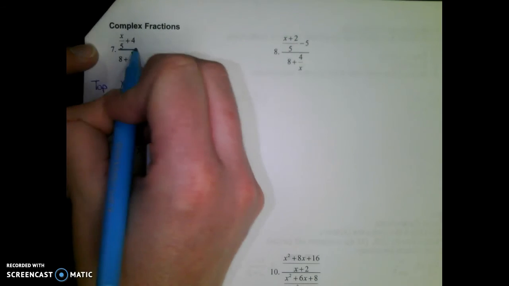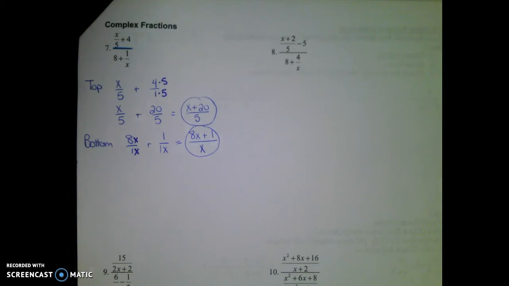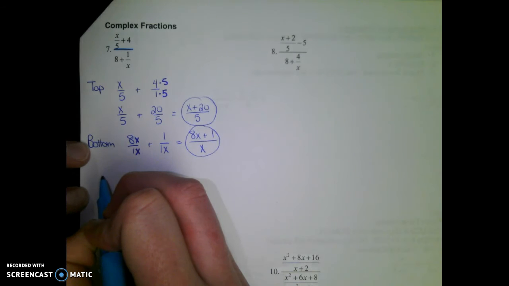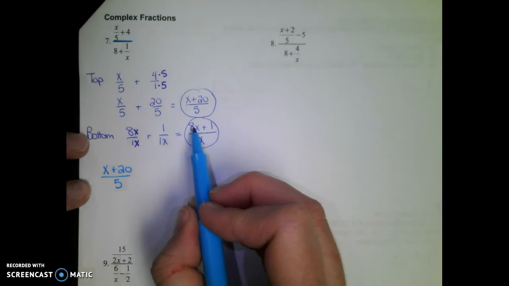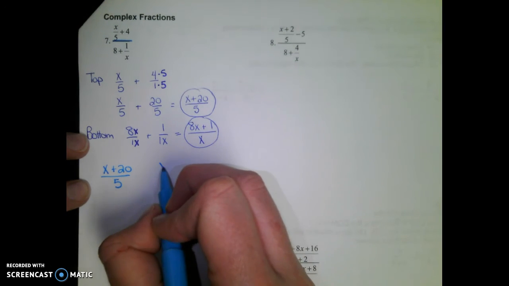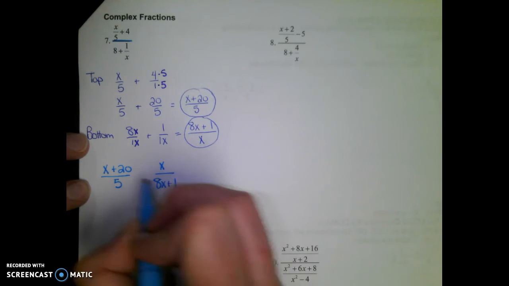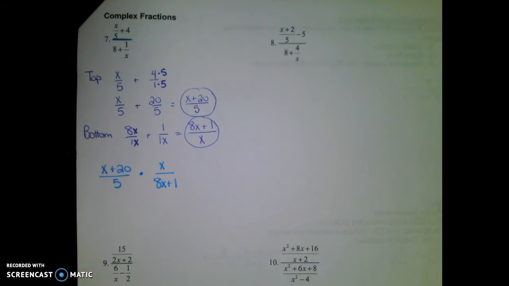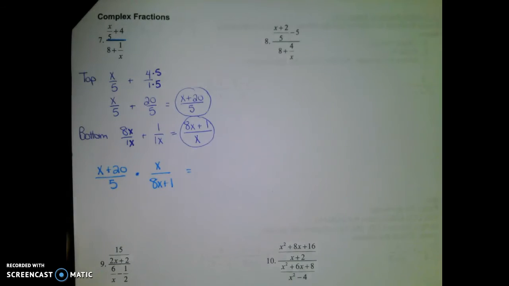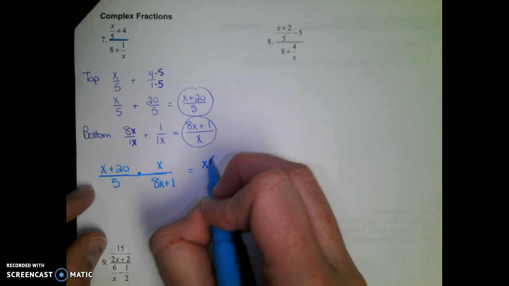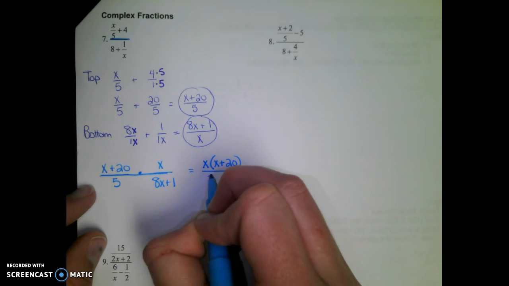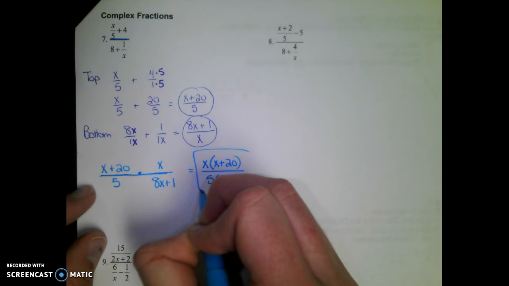Now we need to deal with the division. But when we're dealing with fractions, we do not divide. Instead of dividing, we multiply by the reciprocal. With division, you keep the first, so we're going to keep the top the same, x plus 20 over 5. We flip the second, so we take the 8x plus 1 over x. We need to flip that, so it'll be x over 8x plus 1. And we change the division sign to a multiplication sign. And then our answer, because this is multiplication, is the entire numerator multiplied together over the entire denominator. Let's leave it factored: x times (x plus 20) over 5 times (8x plus 1). That's our answer.